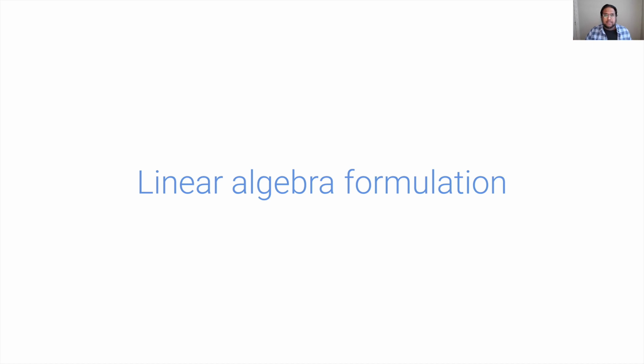So I mentioned in the last video that we're going to want to express our multiple linear regression model in terms of a vector dot product. So before we do that, let's revisit what exactly a dot product is.